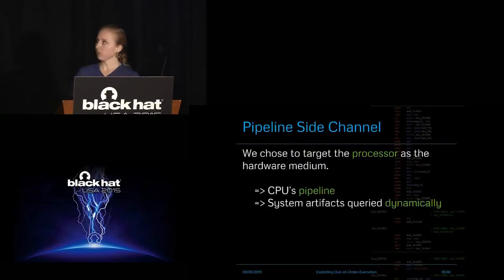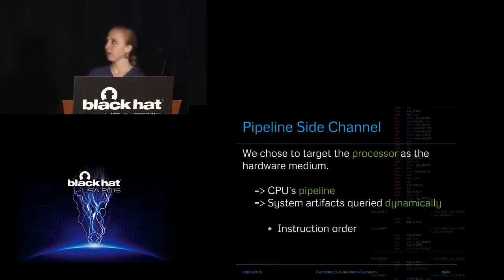All right, so we chose to target the processor and specifically the pipeline for this attack. And we know that we have to have some sort of new way to query artifacts from this hardware dynamically. So we can't just query a line in cache, right? We can't just say, hey, what value is here?